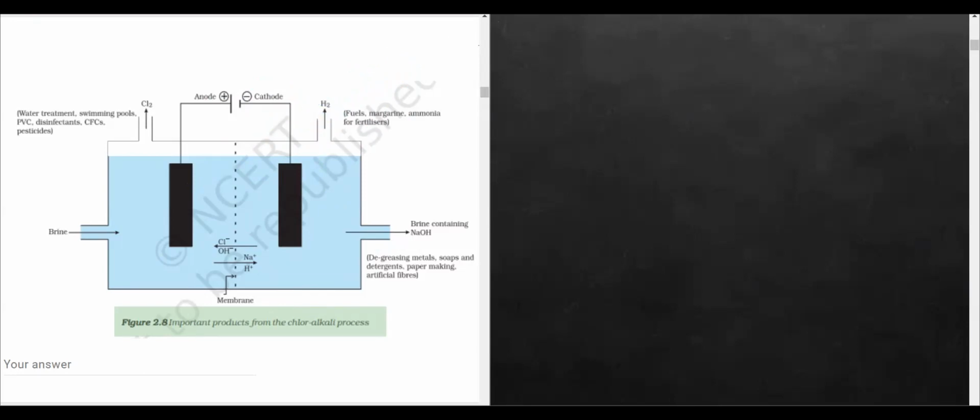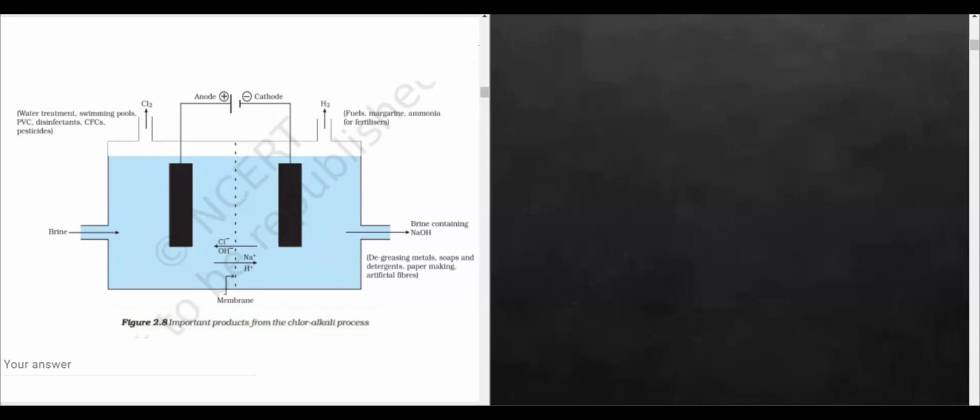So once again, we have taken a solution here, that's called brine, an aqueous solution of sodium chloride. Then we take two electrodes, one connected with the positive terminal called the anode, the other a carbon rod, a graphite rod, which is connected with the negative terminal. When electricity is passed through it, a decomposition reaction takes place. Let's understand what decomposition takes place here.